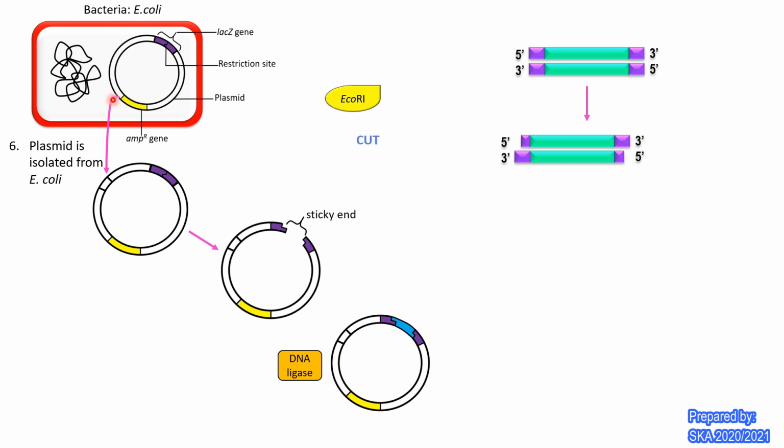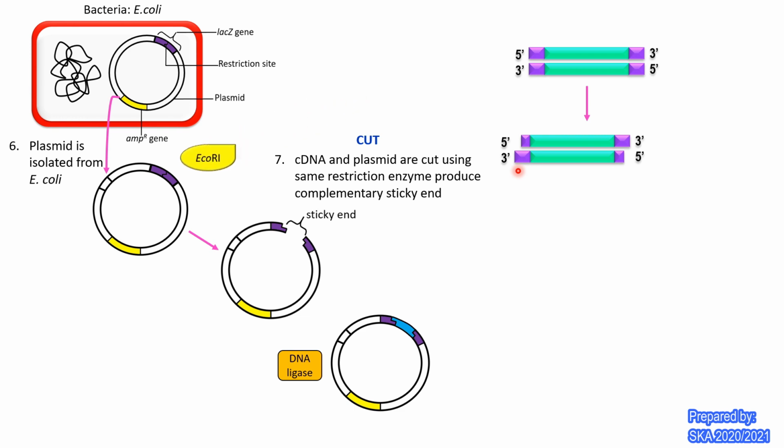The next step is cut. cDNA and plasmid are cut using same restriction enzyme. Produce complementary sticky end. So the example in here we use EcoR1.